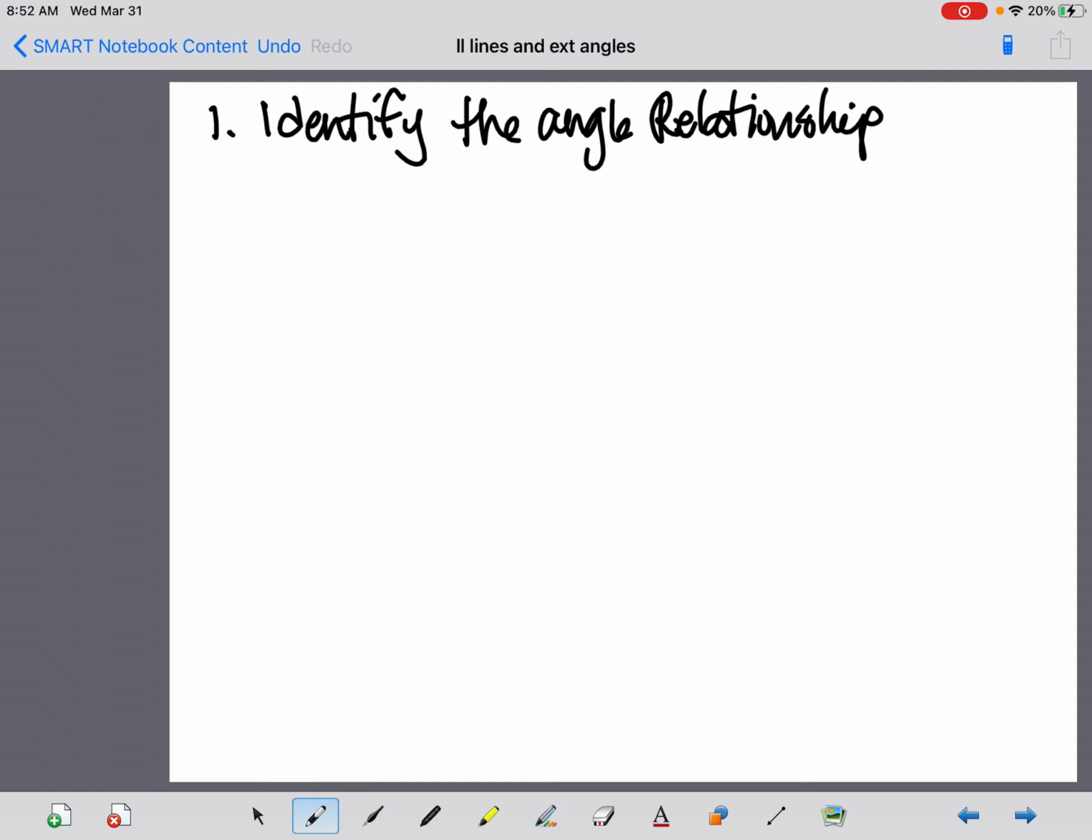So first you're going to identify the angle relationship. So is it an alternate exterior angle? Is it a vertical angle? Is it an alternate interior or a corresponding angle? So you're going to use your angle relationships from last time, and you're going to identify the relationship between the two angles that are given.